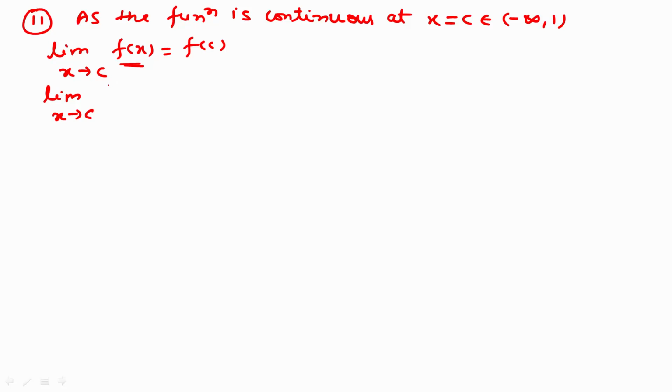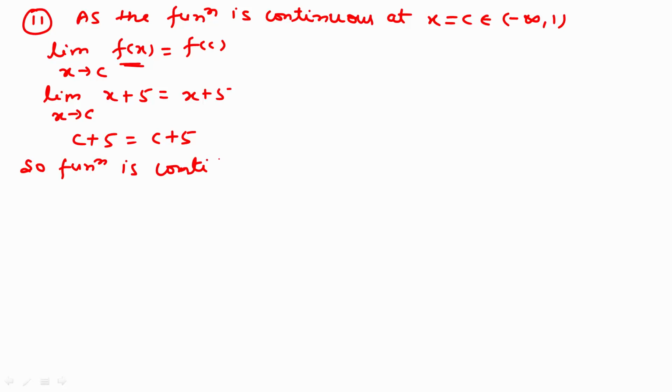So x plus 5 is equal to x plus 5. On taking the limit, c plus 5 is equal to c plus 5. So the function is continuous at x is equal to c belongs to minus infinity to 1.